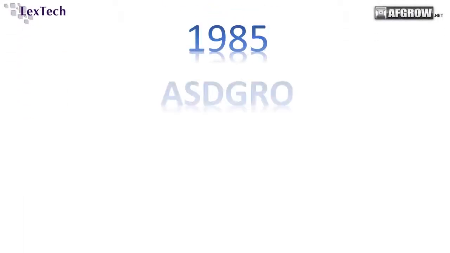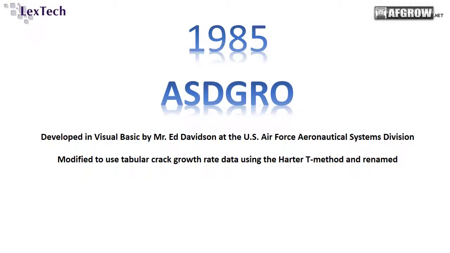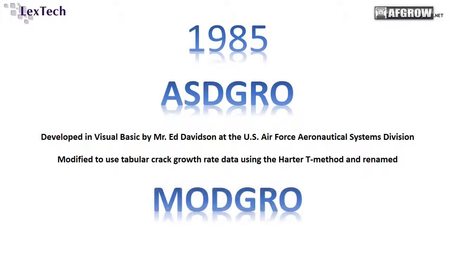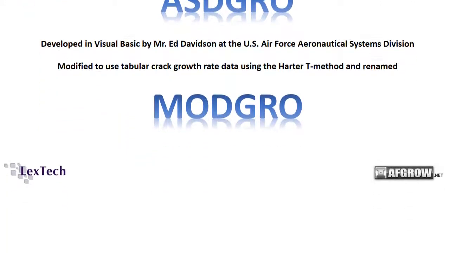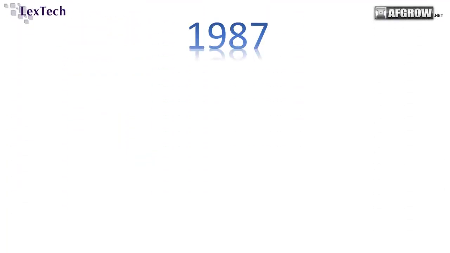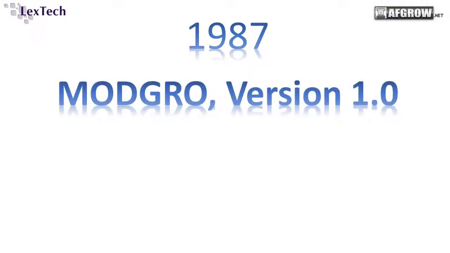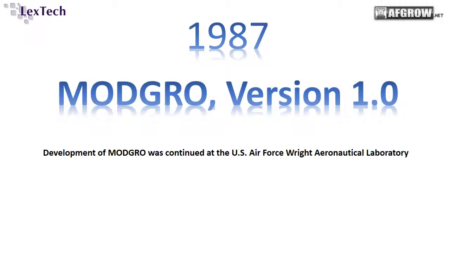In 1985, AFGROW was developed by Mr. Ed Davidson at the Aeronautical Systems Division of the U.S. Air Force, and I modified the code to use tabular crack growth rate data using my T method and renamed the code ModGrow. Then in 1987, ModGrow version 1.0 was developed at the U.S. Air Force Wright Aeronautical Laboratory.